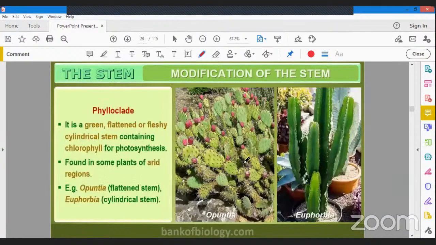So next part, phylloclade. So here what is happening? This whole stem is becoming green, okay, and fleshy and cylindrical, which contains chlorophyll for photosynthesis. Usually photosynthesis is done by leaves, but in some conditions the stems will get modified to help in photosynthesis, especially with the xerophytic plants.